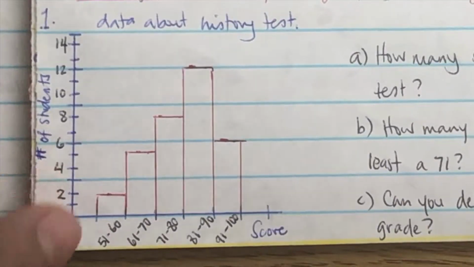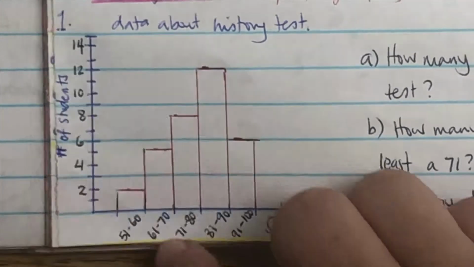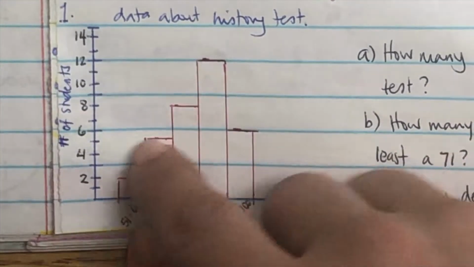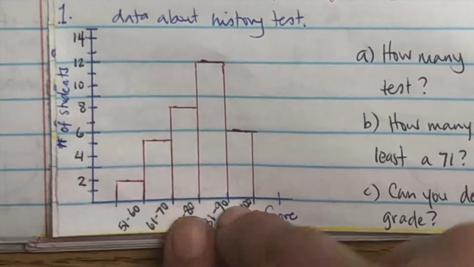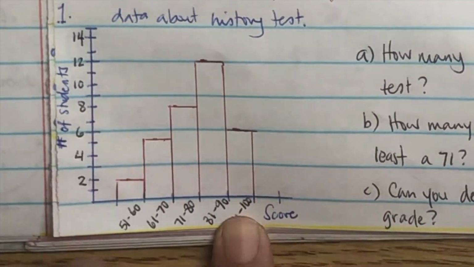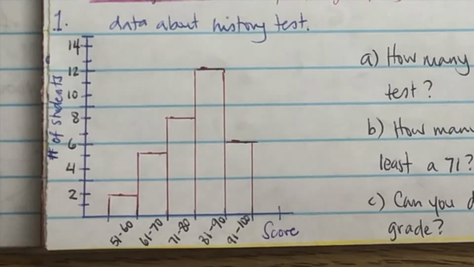Right, going back to my example. The numbers on the left are the number in each group. So between 51 and 60, you have 2. In 61 to 70, you have 5, and so forth. So I have 12 there, I have 6 there, and so forth, right? So now you can answer the questions knowing that.